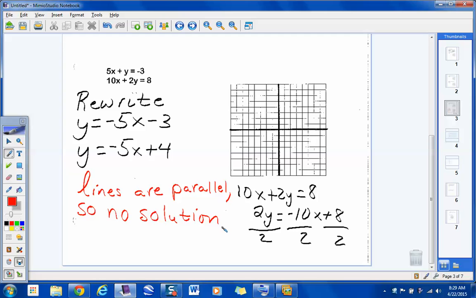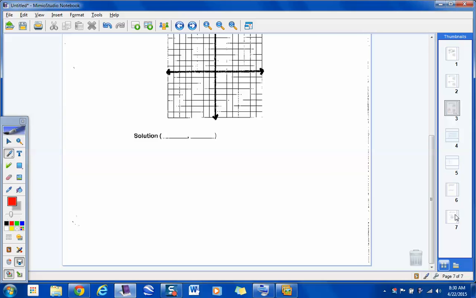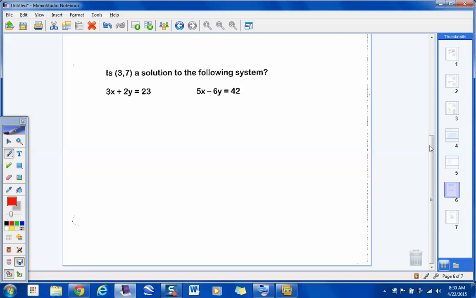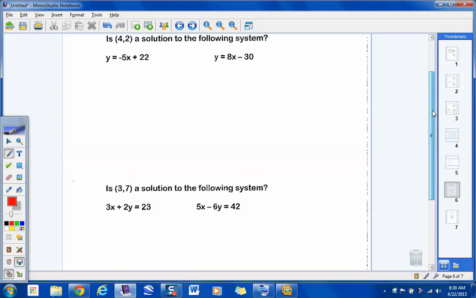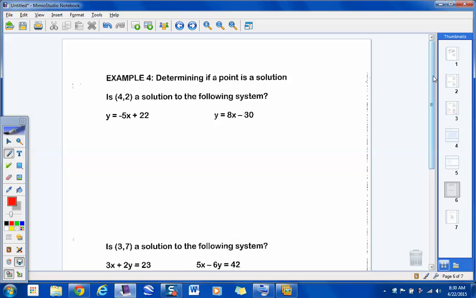All right, so let's take a look at the next page. Anybody need more time with that example? Are we good? Example 4. All right, next page. It's basically the last one, but now it starts talking about whether a point is a solution to a system or not.